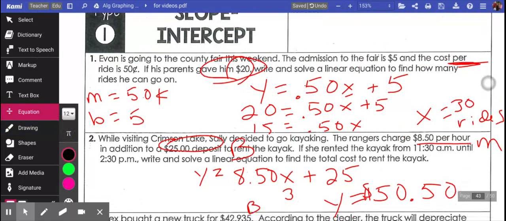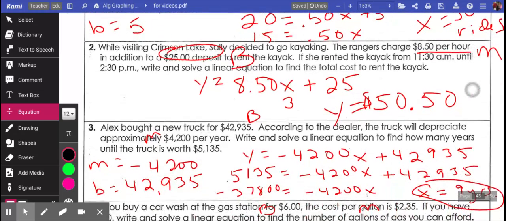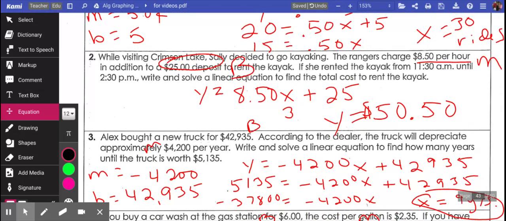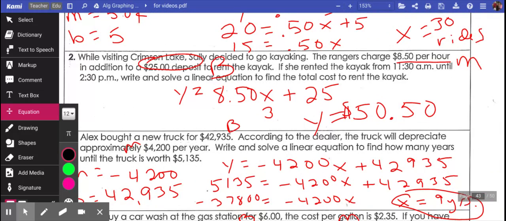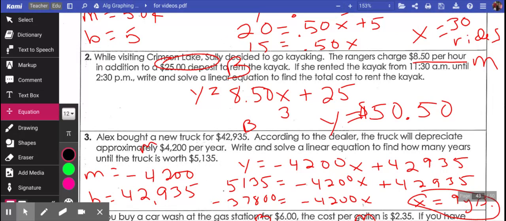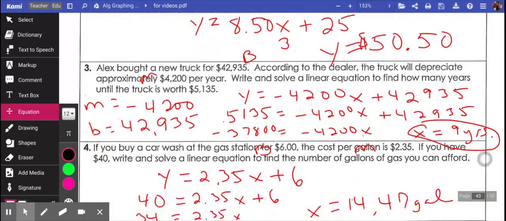Okay, so for number 3, I have my work there. It should be 9 years for the answer. You have your slope and your y-intercept here. I put the B and the M. And then it says how many years, so you're solving for the x. And if it starts at, let's see here. Oh, when it's worth this, 51.35. So then that's where you put it in the y. And depreciate means to go down. So that's why the slope needs to be negative 4,200.